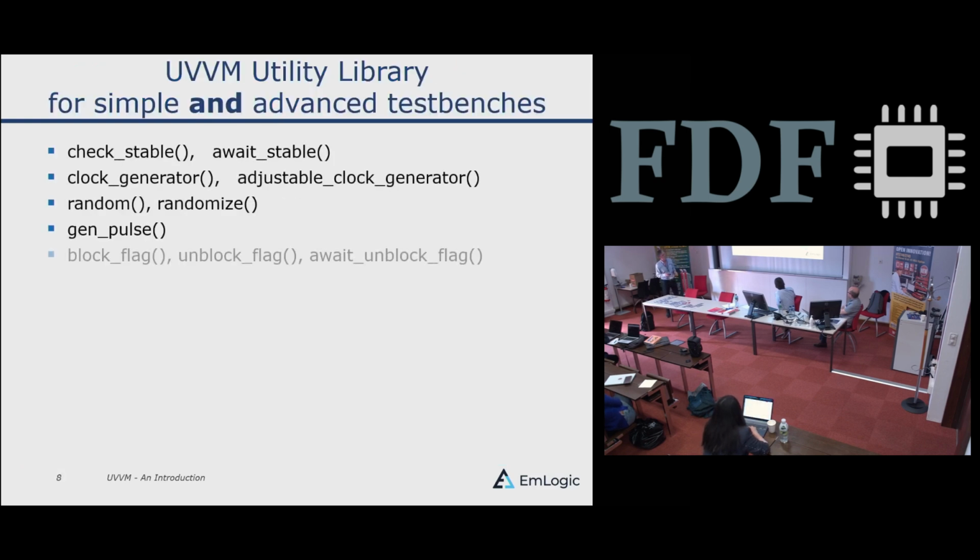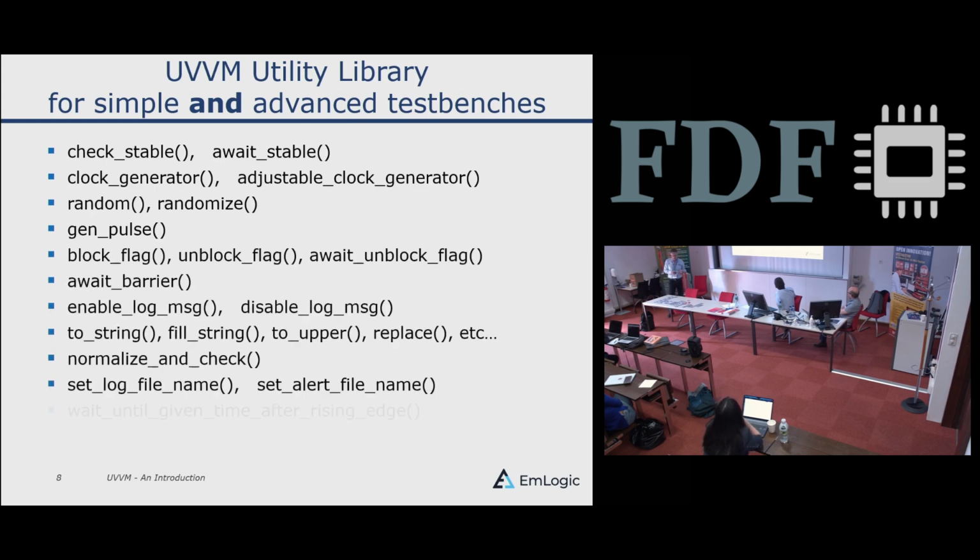Sorry. Yeah. The last thing that is said there was that all these checks come with a positive acknowledge, but all these positive acknowledges can be filtered out with verbosity control, so that you don't get 10,000 or 100,000 of these messages when things are working. This is just a list of other commands that are available in this library. And this is the basic utility library. I think the most important ones here are the different kinds of clock generators, checking for stability, generating pulses, and blocking flags, barriers, and so on and so on.